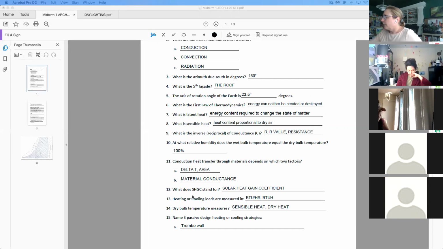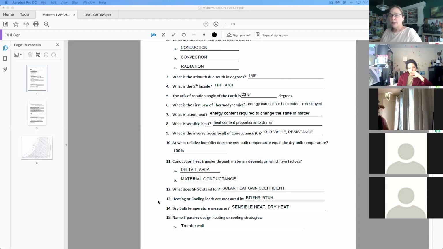Number 12, SHGC is solar heat gain coefficient. Number 13, heating or cooling loads are measured in BTUs per hour. You can either have the per hour or BTUH. I was very specific, though, that you had to have the hour as part of this answer because it's important to know that that load is measured over a period of time. And in this case, we're measuring it over the period of an hour.